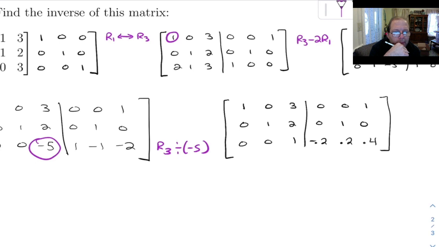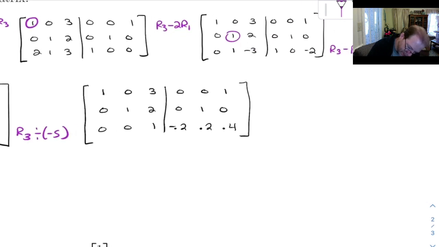All right, just double checking things. Yeah, my signs are all flipped there. All right, so this next thing should be our last step. We're going to use this as a pivot. Let me do it in purple. We're going to use this as a pivot, and we're going to clear out the 2 and the 3 above. So we'll do row 2 minus twice row 3, and we'll do row 1 minus 3 times row 3.